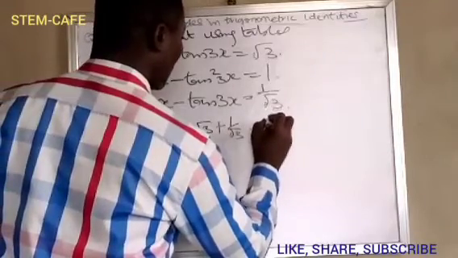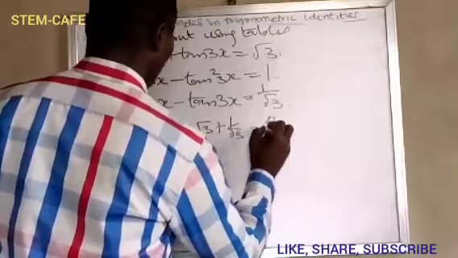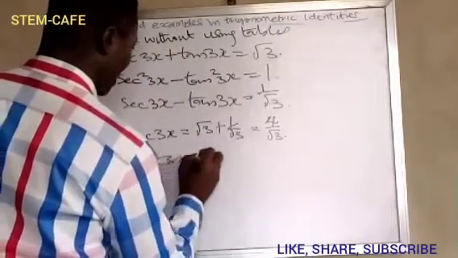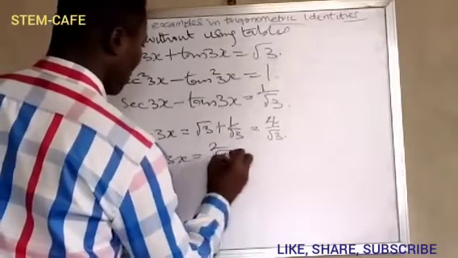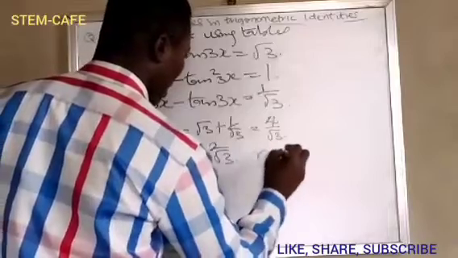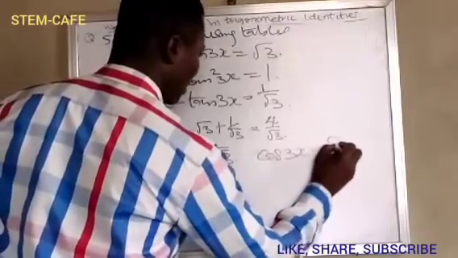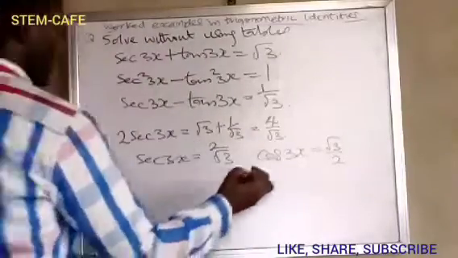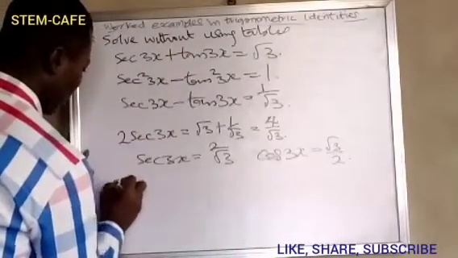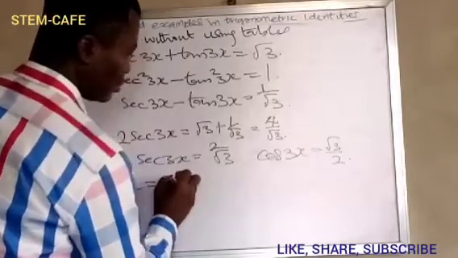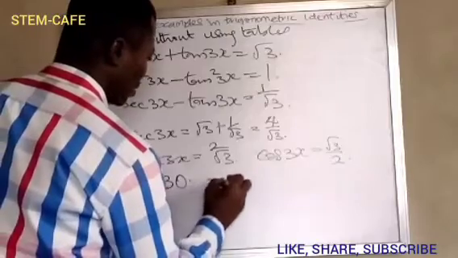So 4 over root 3. So sec 3x will equal 2 over root 3. So cos 3x will equal root 3 over 2. From our knowledge, we know that 3x will equal 30, and x will equal 10.